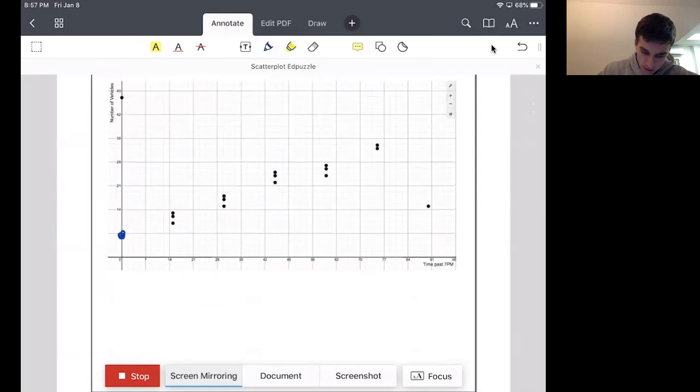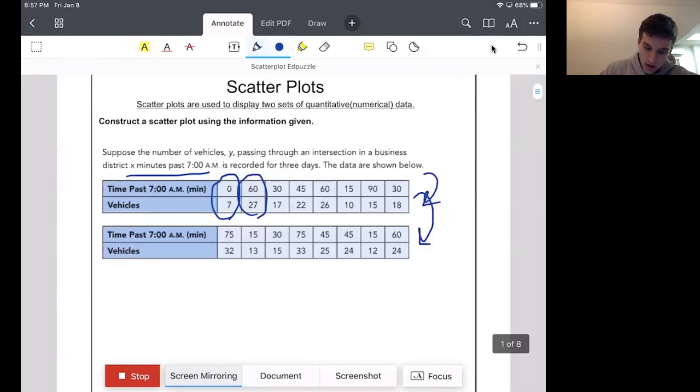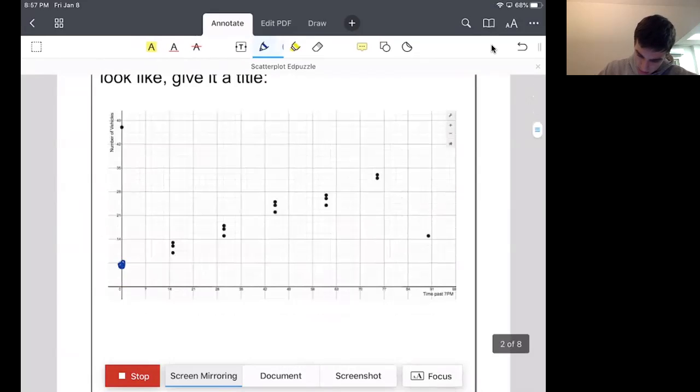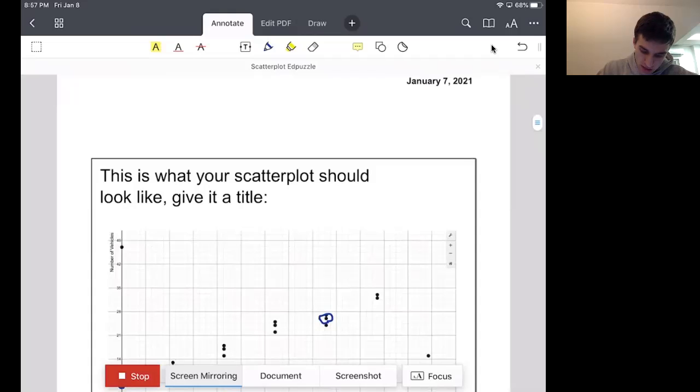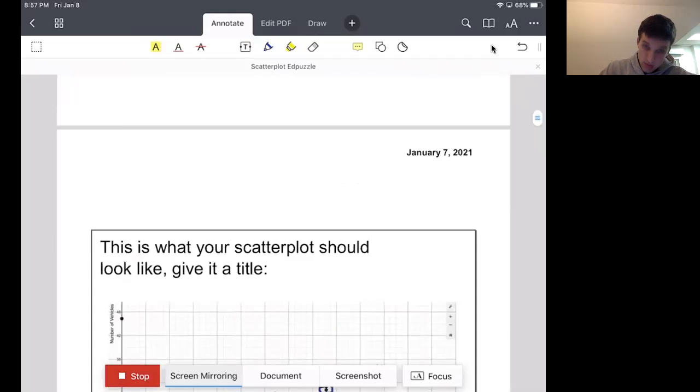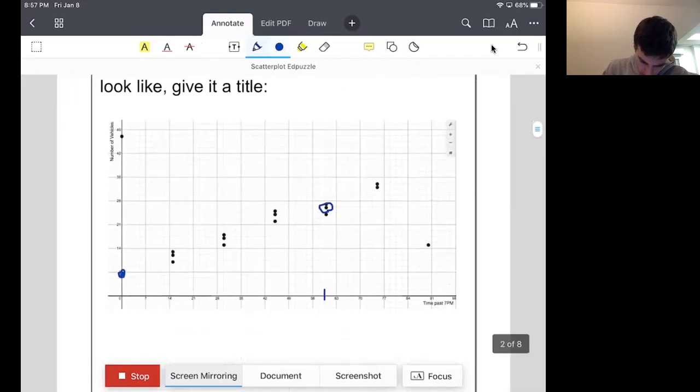Okay, and then I could keep going with 60, 27. 60 is about right here, and 27 is about up here, right? So what's happening here is a scatter plot is just showing all this data. 30, 17. I would just come down here. 30 is about right here, and 17 would be this point here. So each of these data points are showing different situations in this experiment, right?